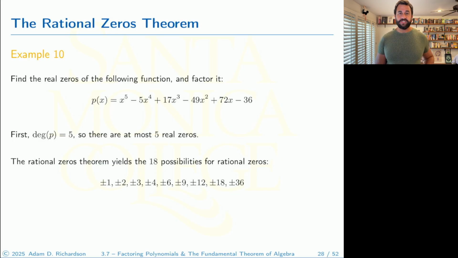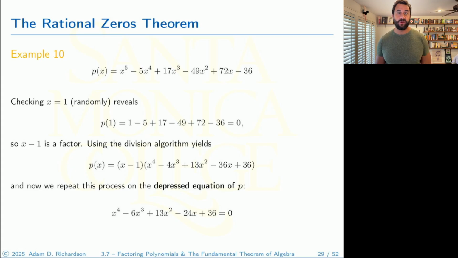Well, let's just start at the bottom. Let's make a guess. Let's just try 1. So if we plug x equals 1 into our polynomial, we get 1 minus 5 plus 17 minus 49 plus 72 minus 36, which is 0. So by the remainder theorem, that means the remainder is going to be 0. And so that means that x minus 1 must be a factor of this polynomial. Bravo. Yes, we are on the way.